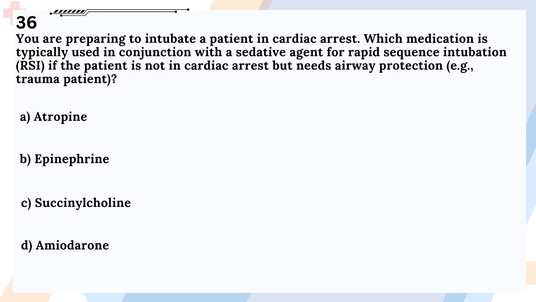Question 36. You are preparing to intubate a patient in cardiac arrest. Which medication is typically used in conjunction with a sedative agent for rapid sequence intubation, RSI, if the patient is not in cardiac arrest but needs airway protection, e.g., trauma patient? A. Atropine. B. Epinephrine. C. Succinylcholine. D. Amiodarone.